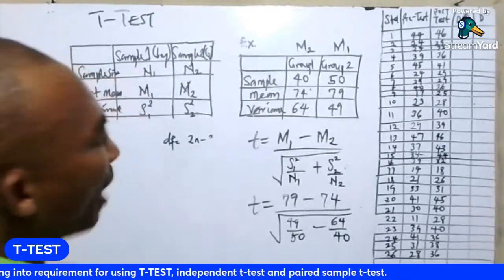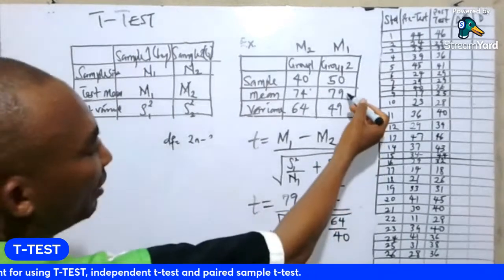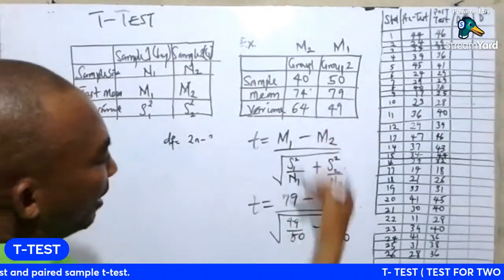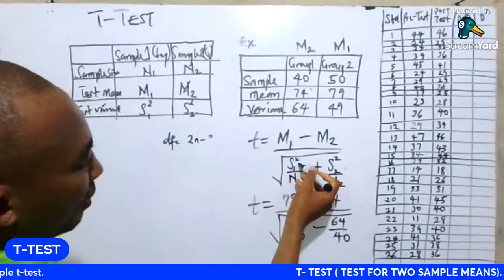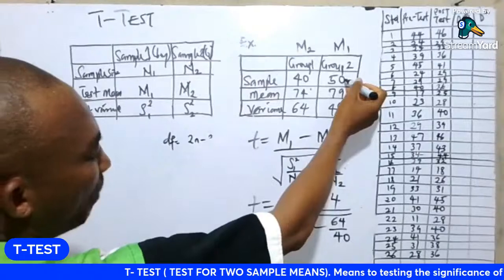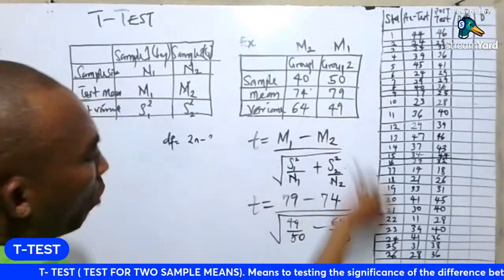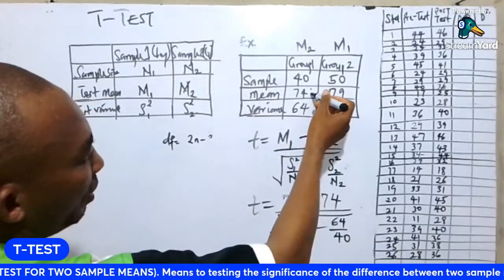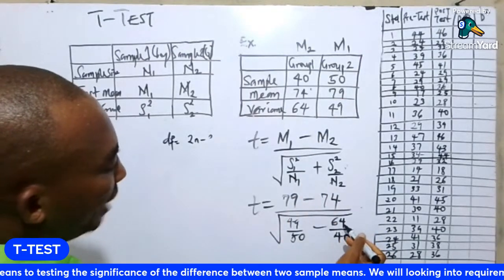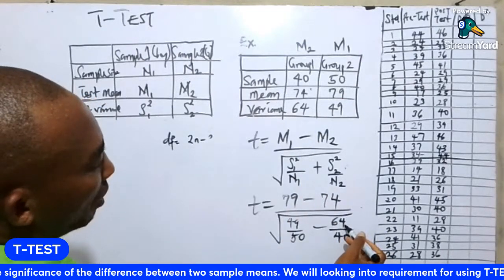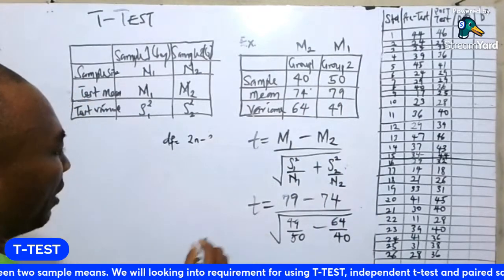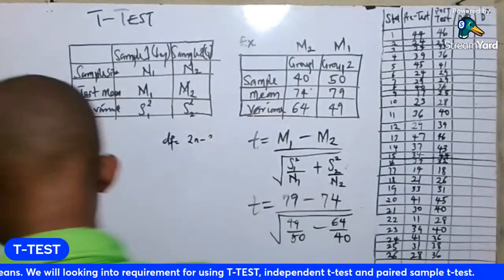When you look at it, I'm taking the mean value 79, followed by the variance of this one, 49, divided by the sample size 50. For the second one, the mean is 74, over the square root of the variance, 64, divided by the sample size, which is 40. So let's put everything into the formula and find the difference between these two.